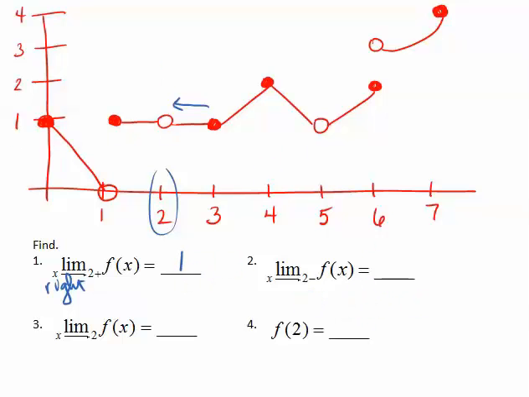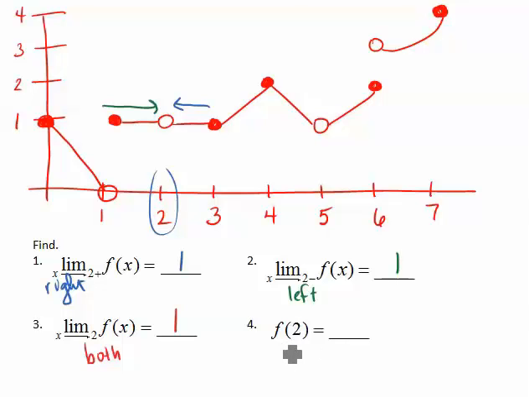Then the next question says, find the limit as x approaches 2 from the left. Well, from the left would be this direction. What is its expected height? Well, that is also 1. So this is from the left. Now if we talk about from both sides, from the right and the left, what is its expected height at 2? The answer is 1.